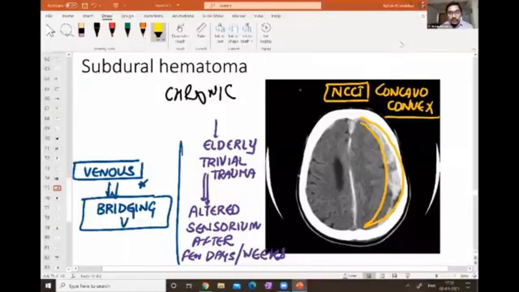Rahul, we don't do DPL. If FAST is available, diagnostic peritoneal lavage is not done.